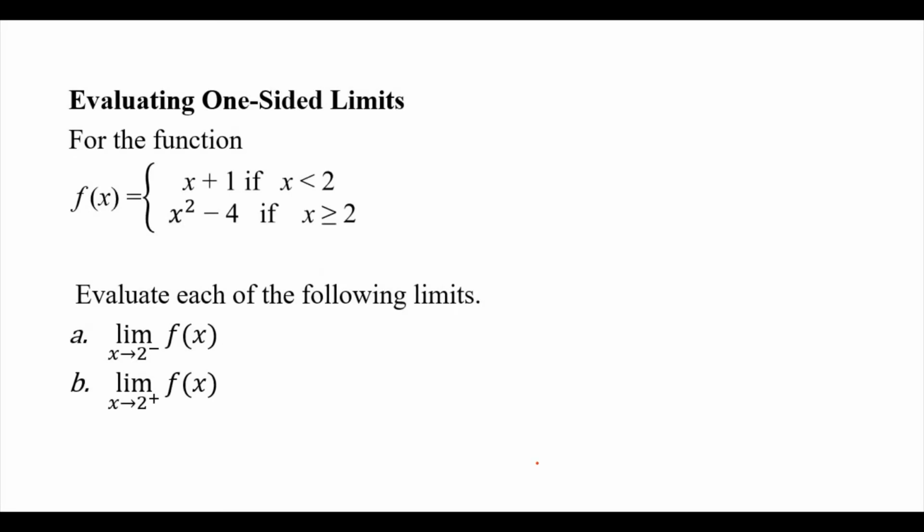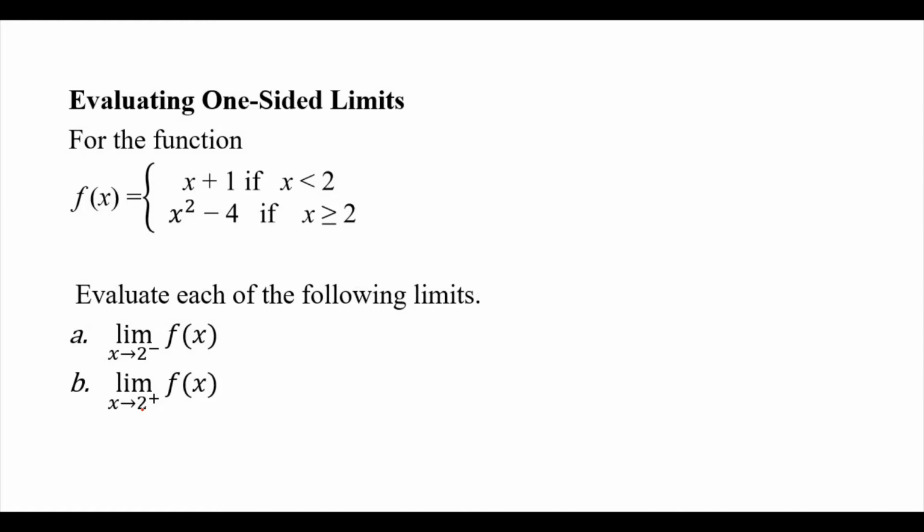Now let's evaluate some one-sided limits. Usually the one-sided limit idea comes up when we have piecewise functions. So let's say we have this piecewise function, which is defined as f of x equals x plus 1 if x is less than 2, and it is equal to x squared minus 4 if x is greater than or equal to 2. We want to evaluate the following limits: the limit of f of x as x approaches 2 from below, and the limit of f of x as x approaches 2 from above.